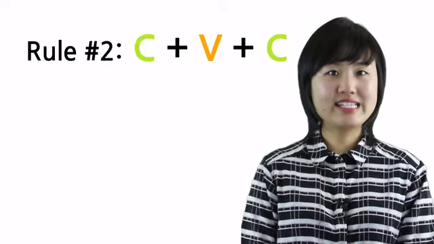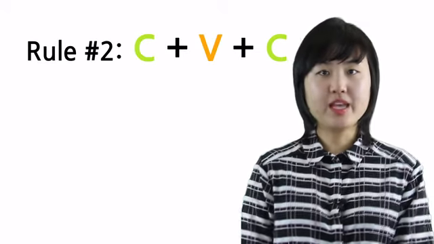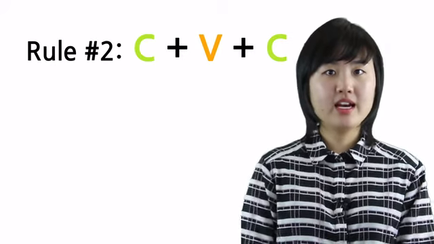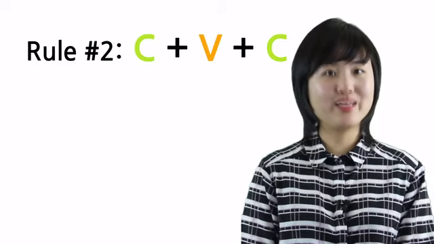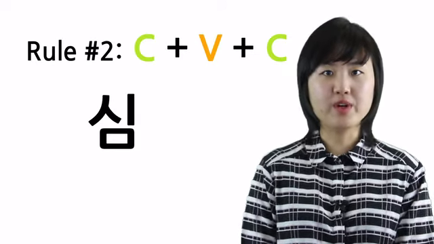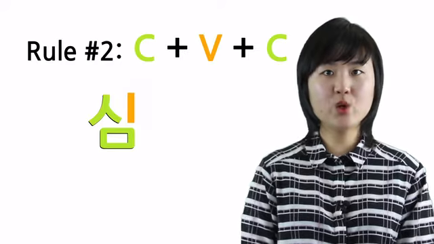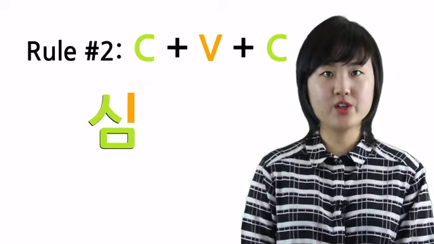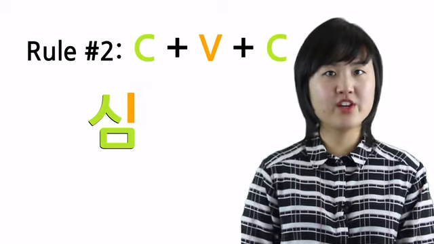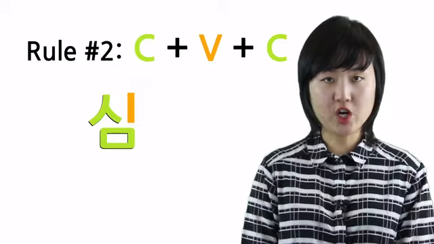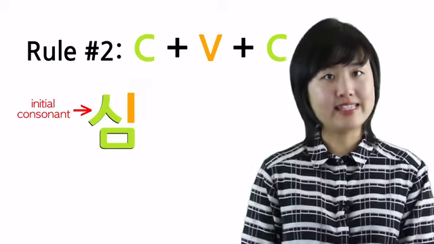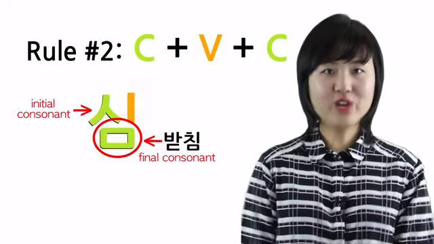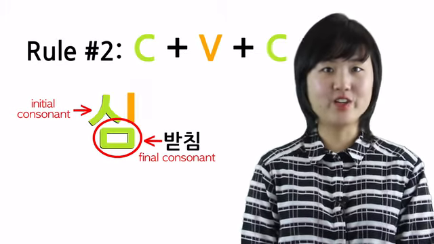Now let's take a look at the second rule to make a Korean letter. It is to have a consonant, a vowel, and another consonant. A typical example of this letter is my family name, Shim. Notice that 2 consonants, siot and mieum, are used. Because 2 consonants are used, to differentiate them in terms of their name, the first consonant is called an initial consonant, and the second consonant is called a final consonant. The final consonant is called 받침 in Korean.